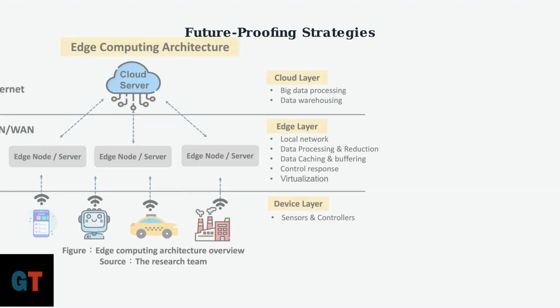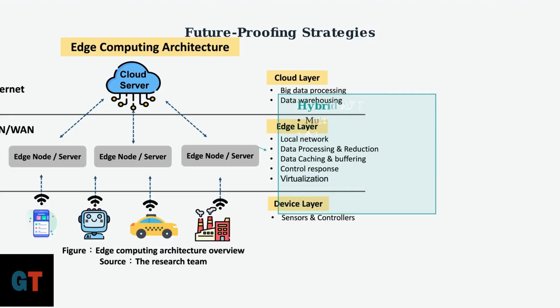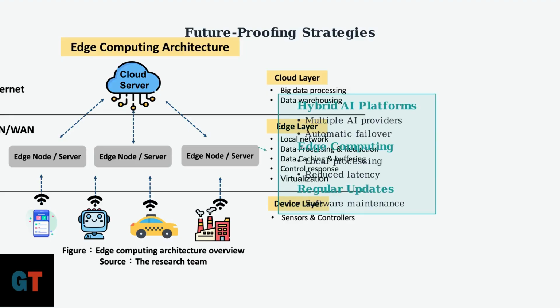Future-proofing strategies include implementing edge computing for local processing, which reduces latency and improves reliability. This distributed approach moves computation closer to users, minimizing dependence on cloud connectivity.